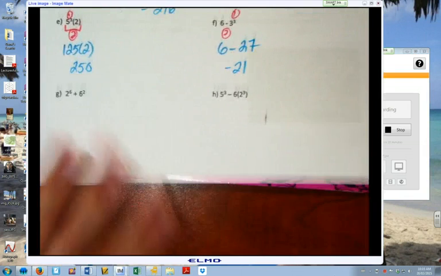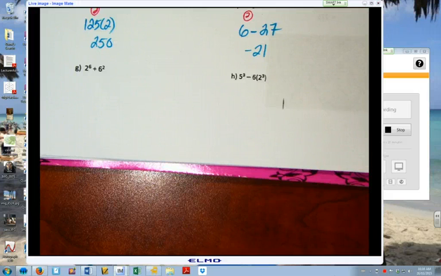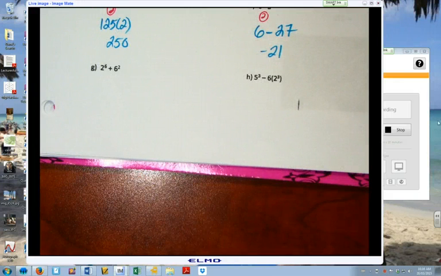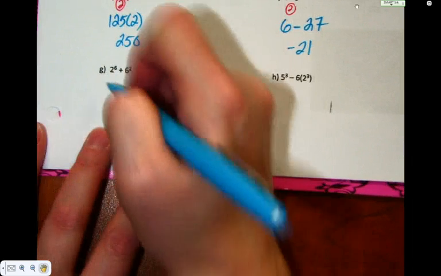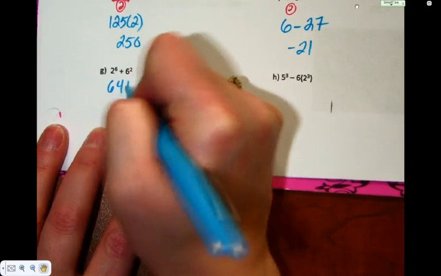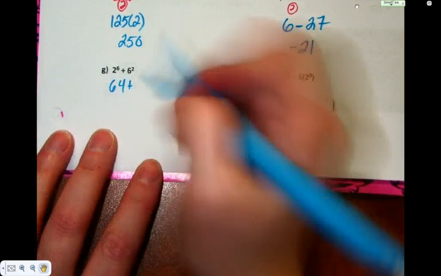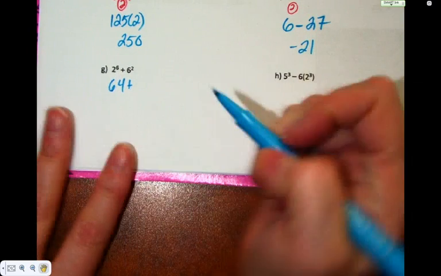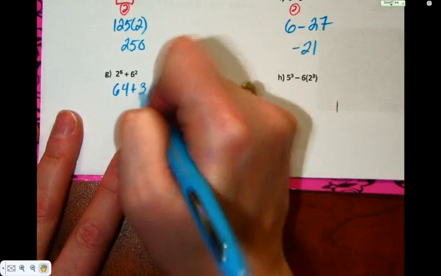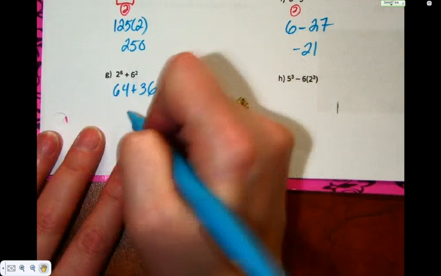I'm sensing you're ready to talk. G, there's 2 exponents, so what do I do first? Either one. Do them both in the same step. What's 2 to the 6? What's 6 squared? Oh, you can't see that. Thank you. What's 6 squared? Add them together.